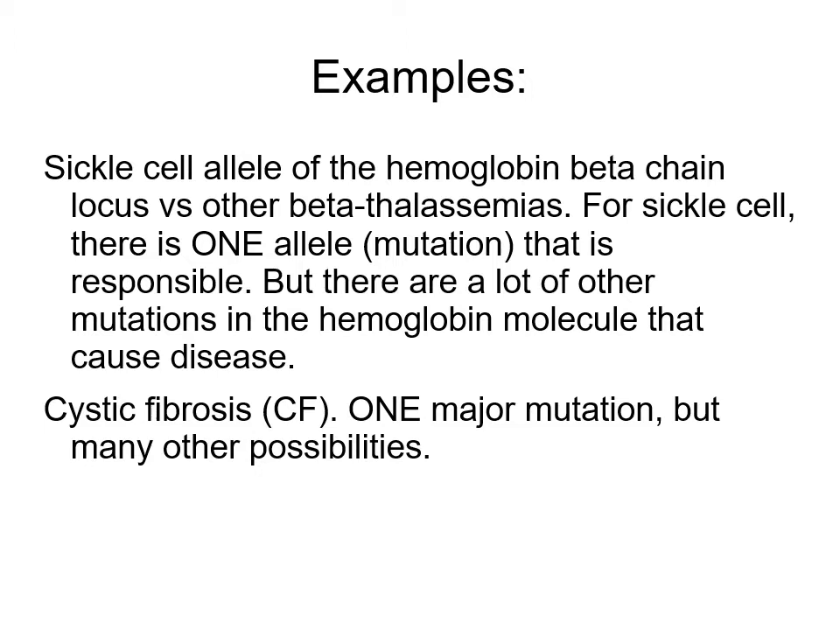And then we're going to move forward in time and talk a little bit about the example of cystic fibrosis, where there is actually one major mutation, but many, many other possibilities. And for that case, we're going to have to set up situations where we're looking for different mutations, many of them in the same test, hopefully.